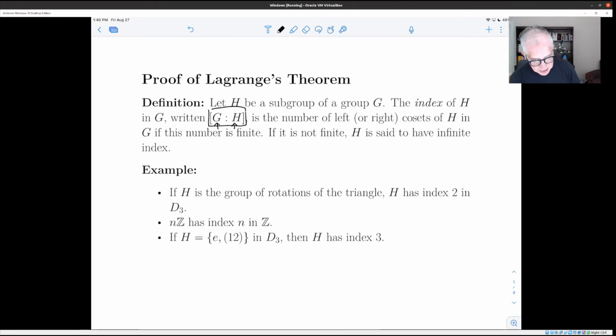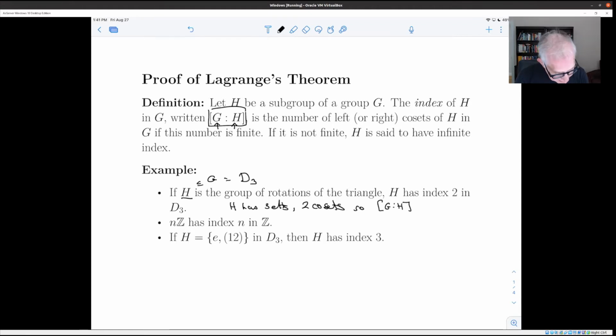So just to remind you, we worked out some examples. If H was the group of rotations of the triangle, so H had 3 elements, sitting inside the group of all symmetries of the triangle, you remember there were 2 cosets. One coset was H, the rotations, and the other coset was the set of reflections. So the index of H in G, where G here is D3, the symmetries of the equilateral triangle, is 2.